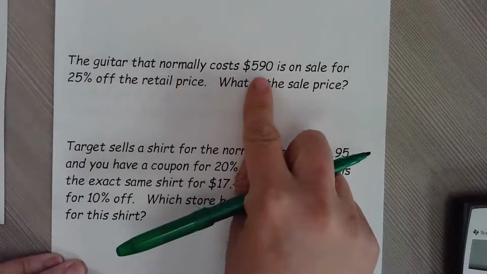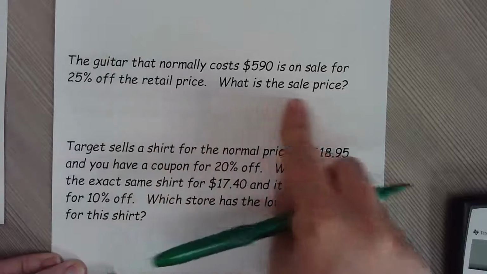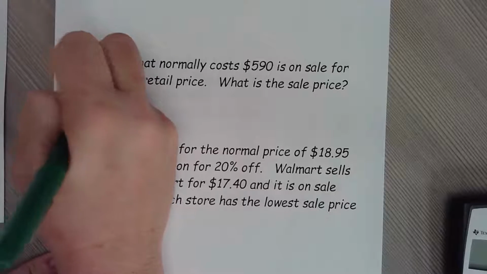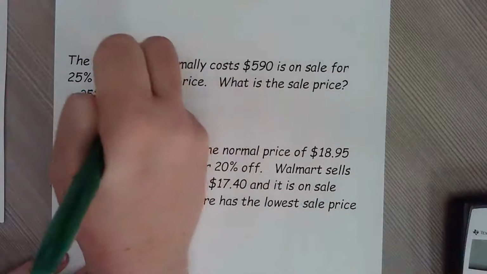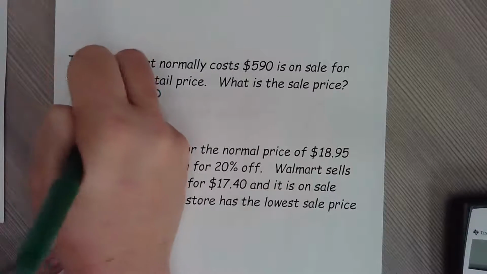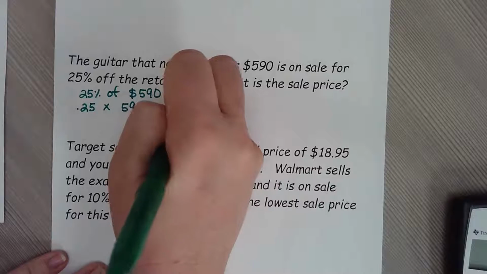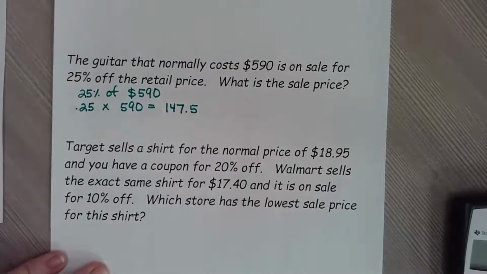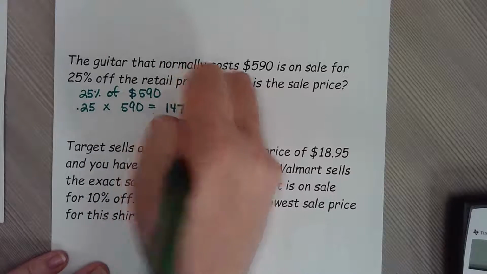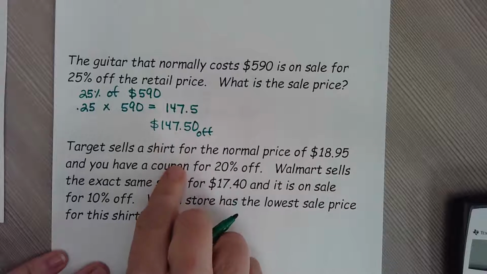The guitar that normally costs $590 is on sale for 25% off the retail price. What is the sale price? All right, so 25% of $590, 0.25 times 590 is 147.5. So write this in money form, $147.50. Now again, this is the price, how much it's being reduced, okay?